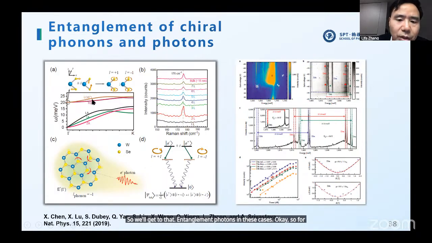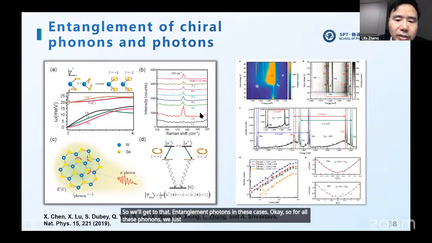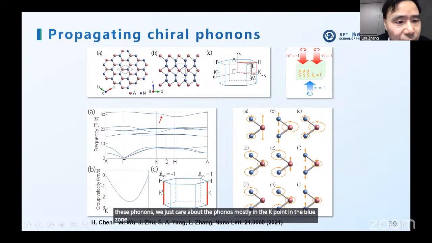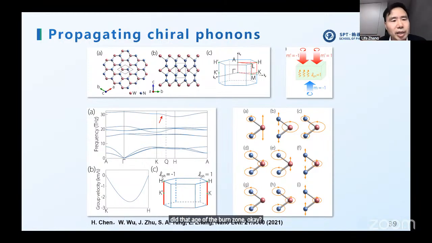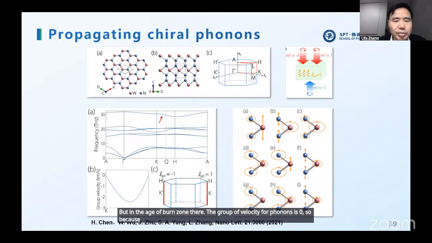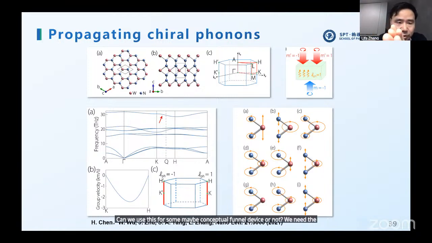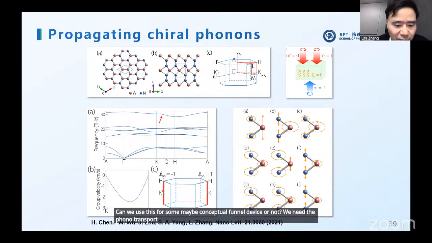Okay, so for all these phonons, we mostly care about the phonons at the K point in the Brillouin zone, at the edge of the Brillouin zone. But at the edge of the Brillouin zone, the group velocity for phonons is zero. Nowadays we can have new degrees of freedom for phonons: they can be left or right, positive or negative. Can we use this for some conceptual phonon device or not? We need the phonon to transport, to propagate along one direction.